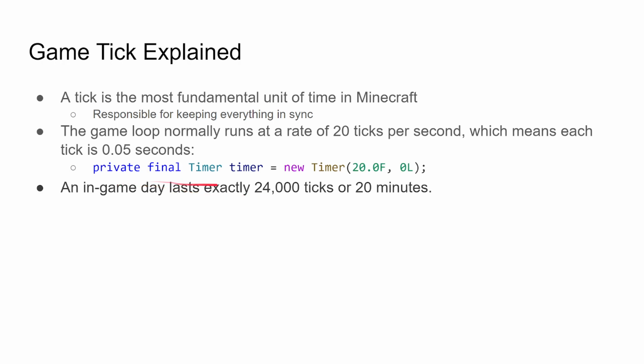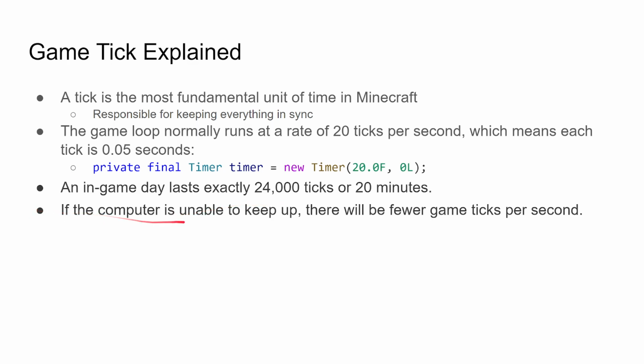And then we can calculate that each in-game day lasts for exactly 24,000 ticks or 20 minutes. So that's common knowledge. We all know that. But if the computer is unable to keep up, there will be fewer in-game ticks per second. And that's where you see the mobs lag and other stuff start to break.